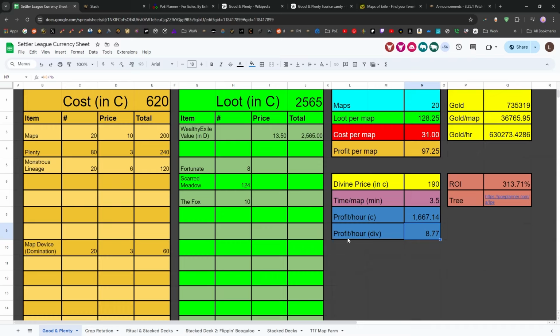So this is very lucrative in terms of just simply killing guys. I did find it to be a pretty good XP strategy as well. I think this might actually be the XP strategy of the league.